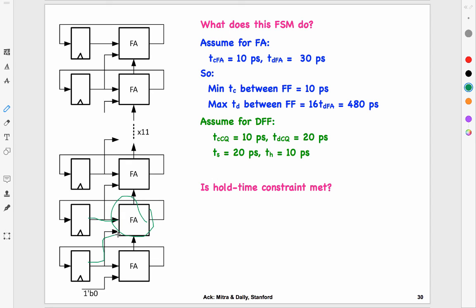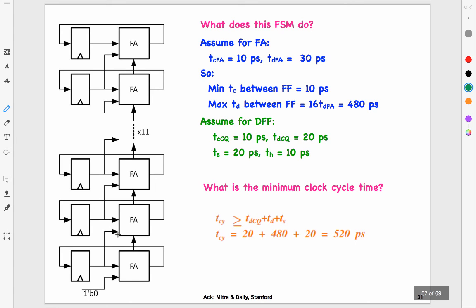So again, you're given delays, you're given the minimum characteristics of the flip-flop, and then the question is, is the hold time constraint met? You can work that out. In this case, yep. Is the minimum cycle? You can calculate that. In this case, the trick is that there are lots of paths, tons of flip-flops, but they're very symmetric. So you basically just have to focus on one.